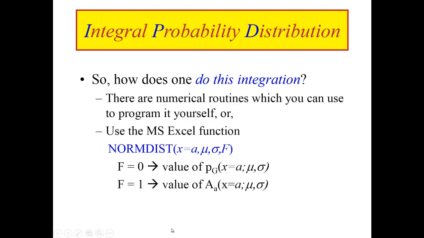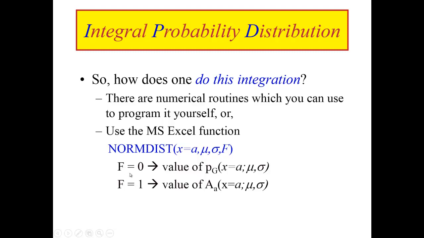How do you do that integration? Well, you can either write your own program to do it, you can borrow someone else's program, or you can use a built-in Microsoft Excel function called NORMDIST. And depending on what you put in for the final value within the parentheses of the NORMDIST function, you can either put in 0 as the last value, and that will give you the probability of getting a measurement at a certain value of x, where the distribution is characterized by a mean and a standard deviation.